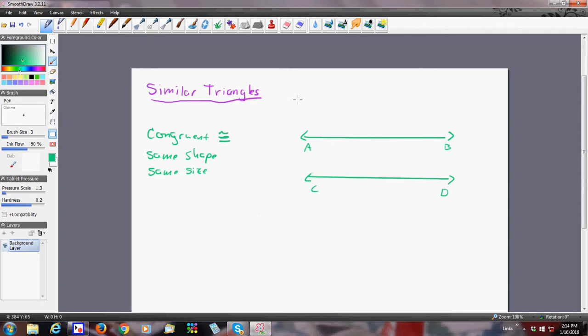So what is similar? Similar is this nifty little symbol, which you can find on your keyboard right to the left of the number 1. But similar means that it's the same shape, but not necessarily the same size. All right, so it has the same shape.